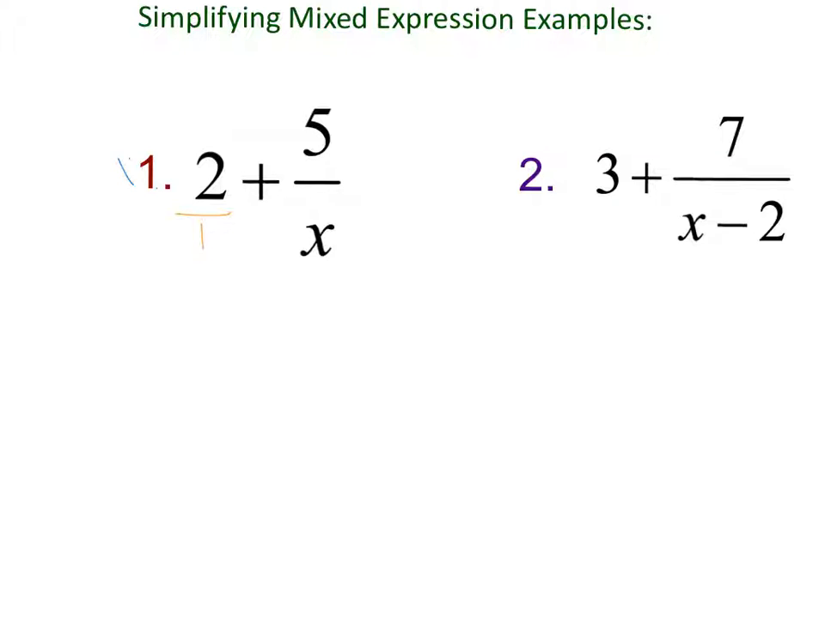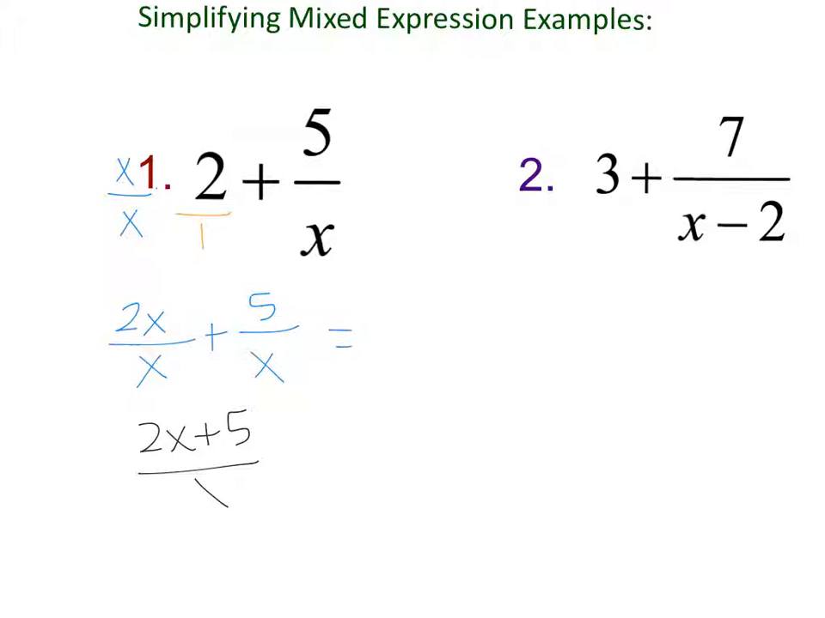So I would say times x over x, and I would get 2x over x plus 5 over x, which would equal, well, 2x plus 5, I can't put those terms together because those aren't like terms, so I would just get 2x plus 5 all over x. And I can't simplify because there's no term that I could take out of the 2x, the 5, and the x in the denominator. So that would be my final answer.